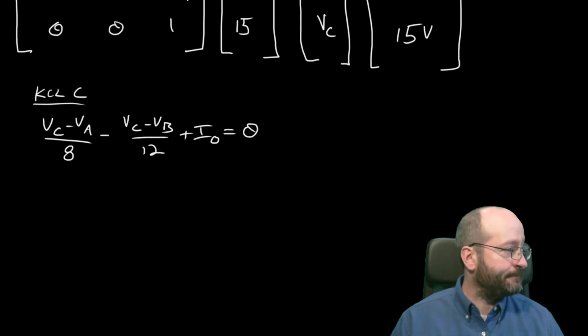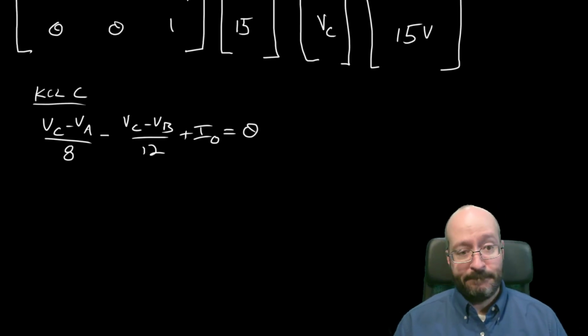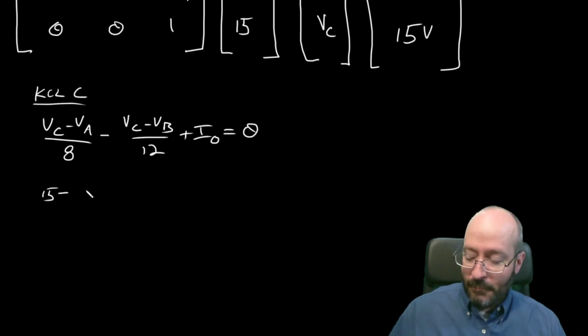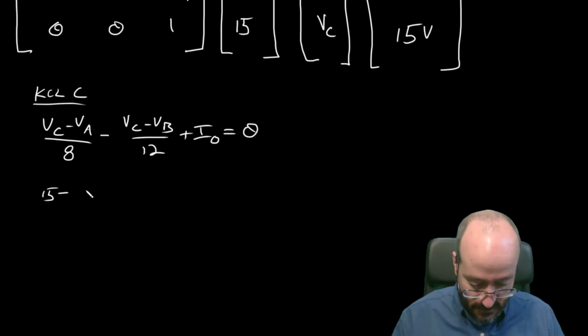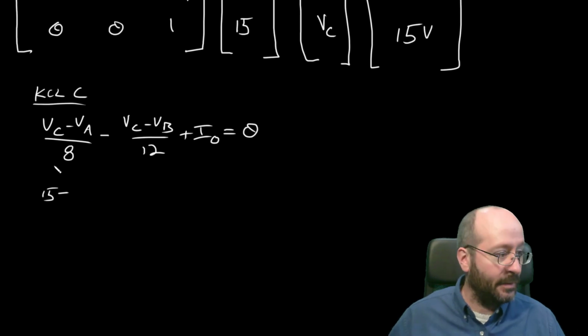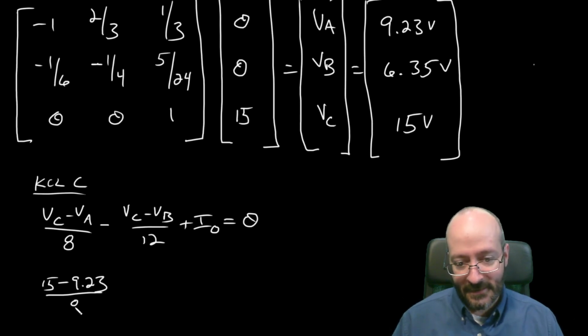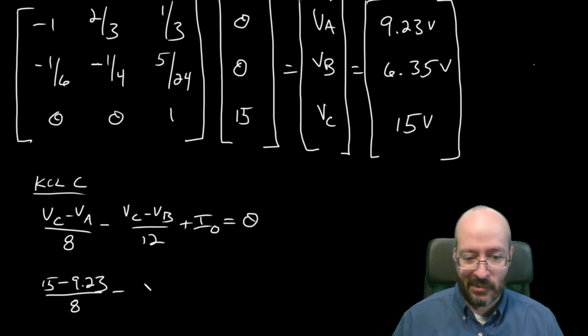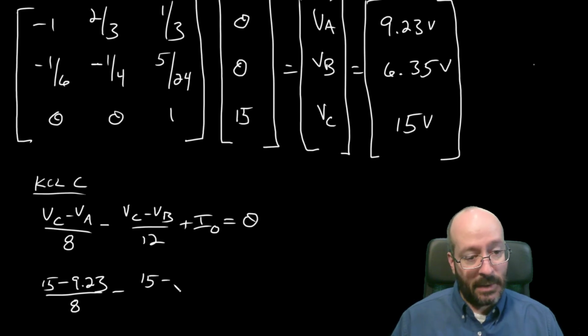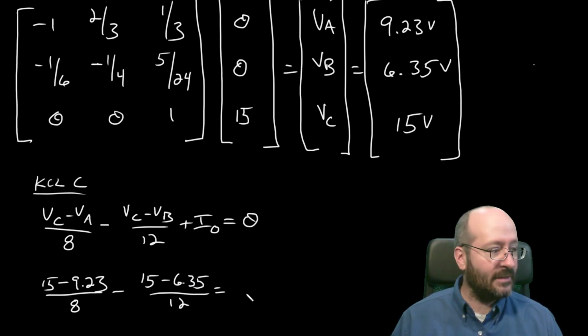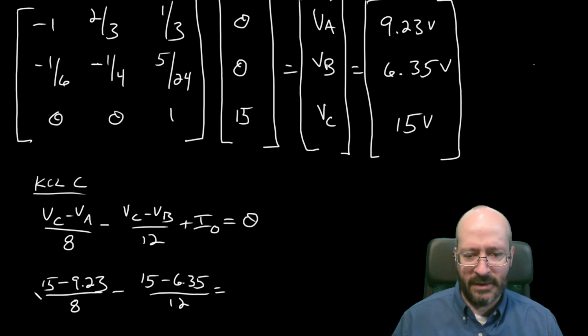We just got to plug it in. Okay, so let's plug it in. What do we got? 15 minus, let me grab my numbers here. Oh, I don't have my numbers here. Let's scroll down a little bit. 15 minus 9.23 over 8. So there's a skosh of arithmetic to do here. Minus 6.35 over 12. And why isn't this one minus? It's leaving.